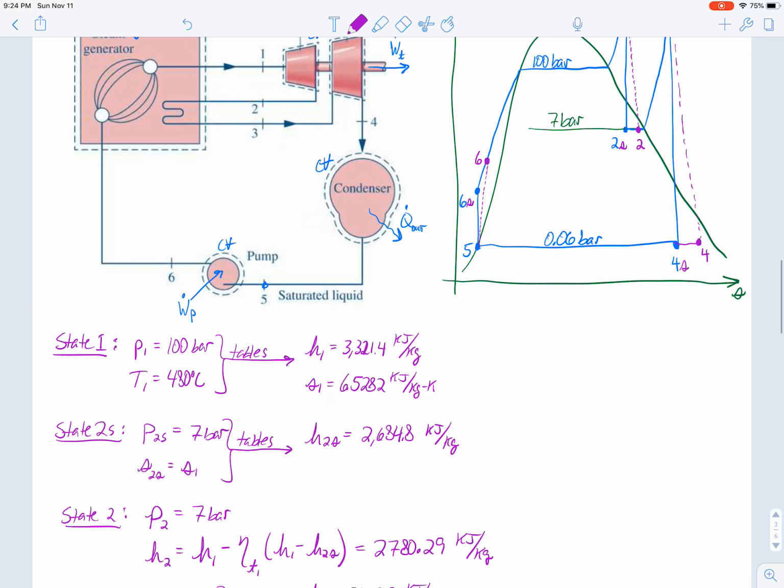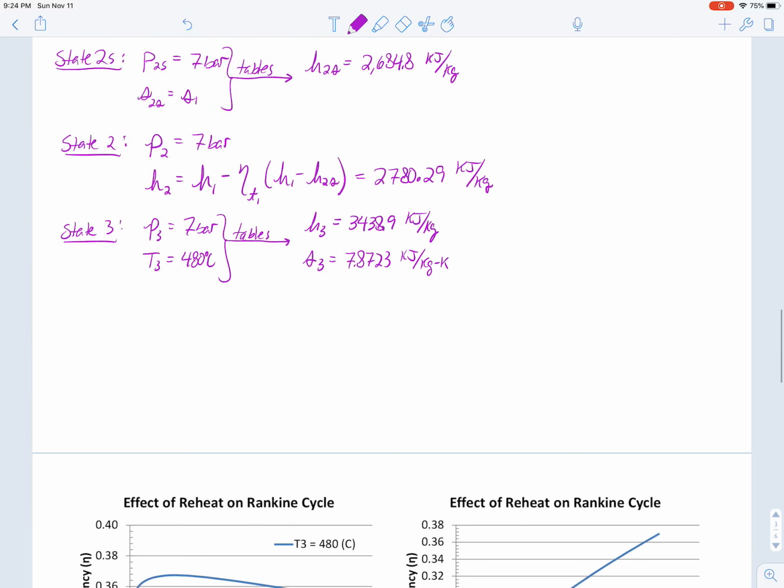Okay, state 4s, I know the entropy and I know the pressure. So the pressure at state 4s is 0.06 bar, and the entropy at state 4s is equal to the entropy at state 3. So I have two independent properties, and I can determine the enthalpy at state 4s, and that should be, I believe, 2,425.6 kilojoules per kilogram.